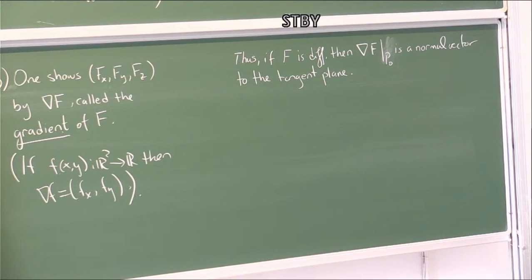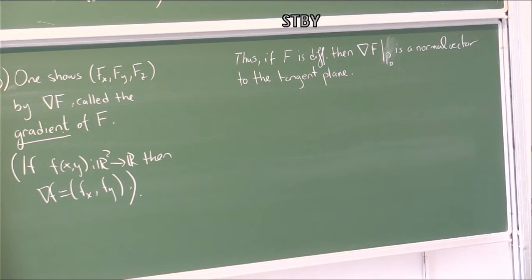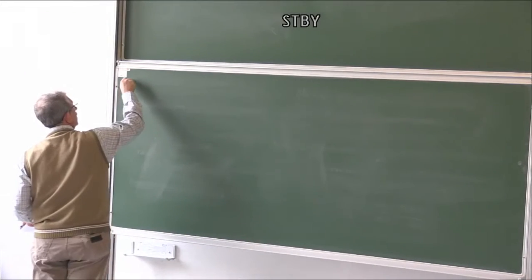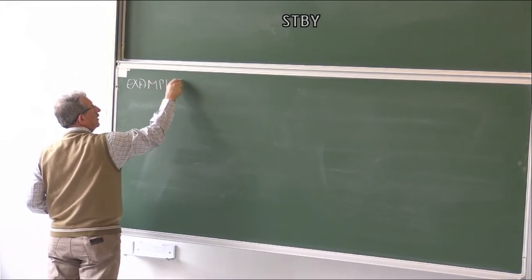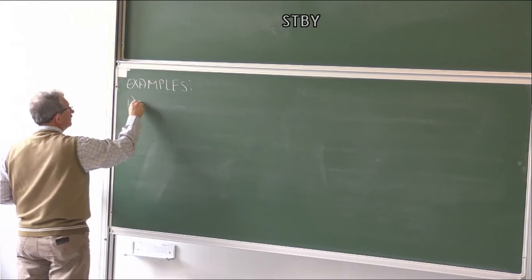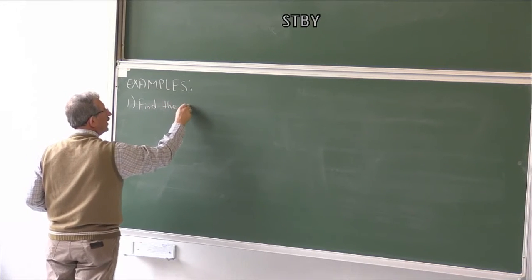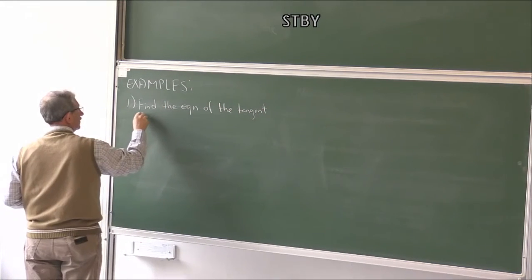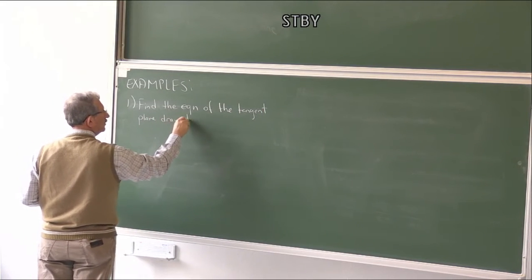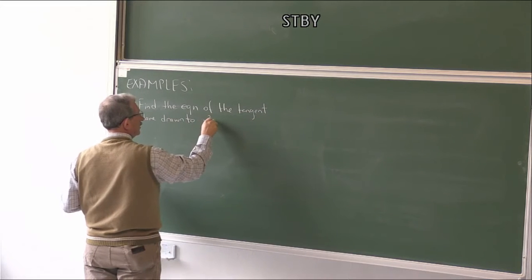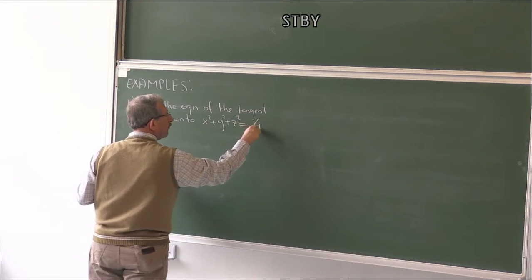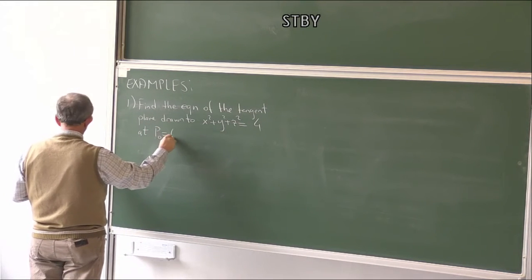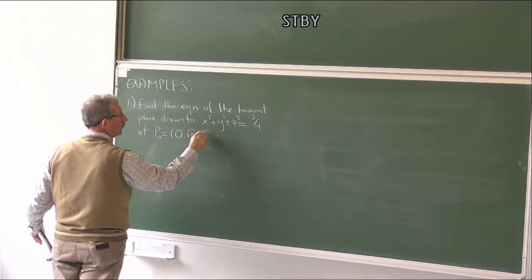Okay, let us now pass to some examples. Let us find the equation of the tangent plane drawn to x squared plus y squared plus z squared is 4 at the point p0, which is 0, square root 2, square root 2.